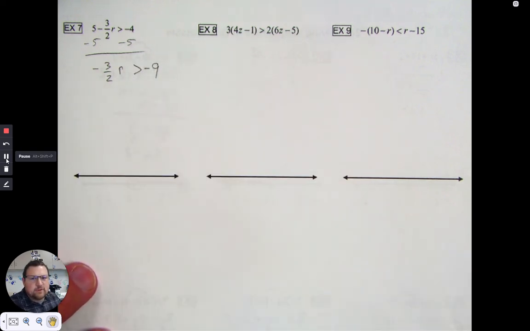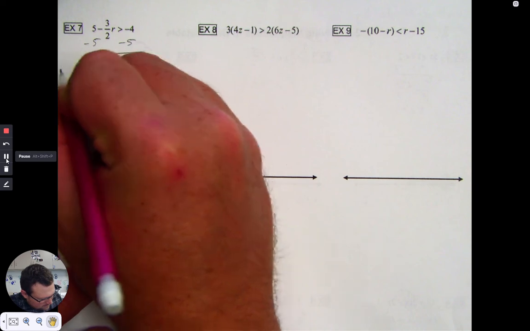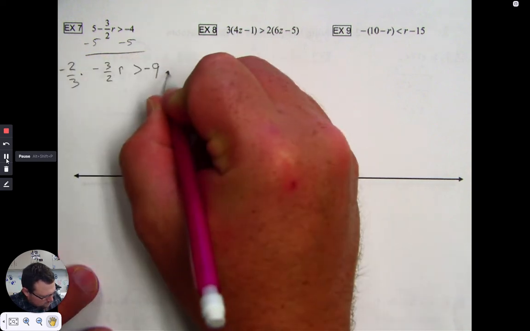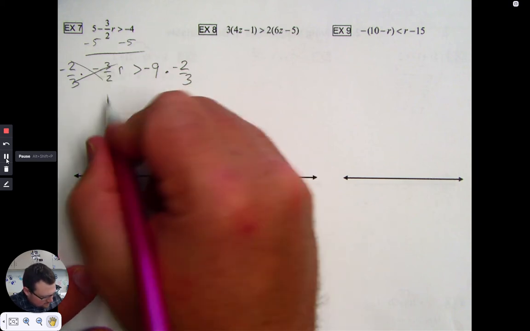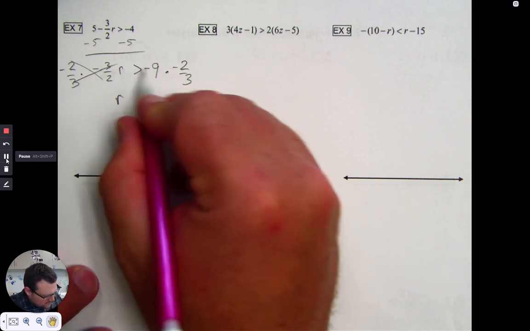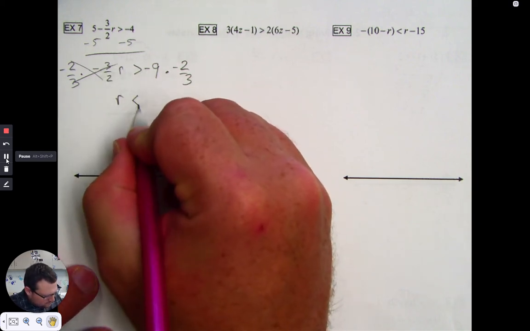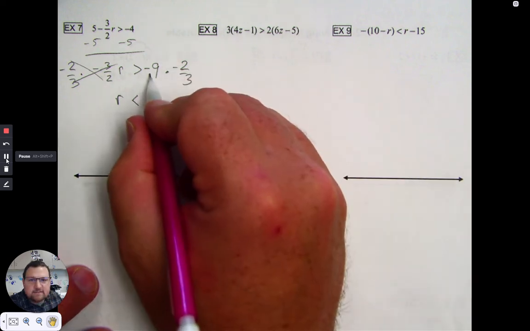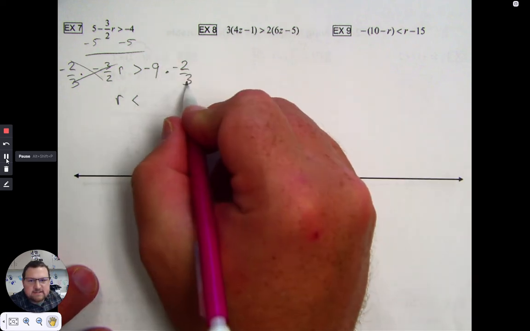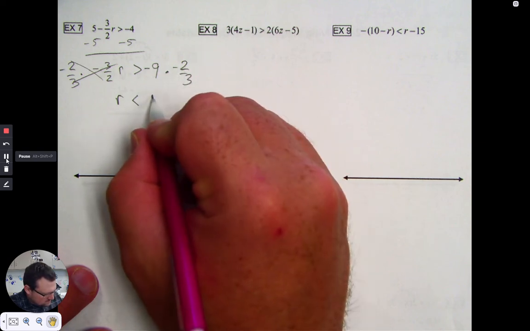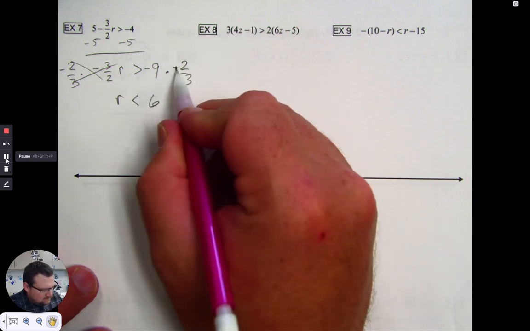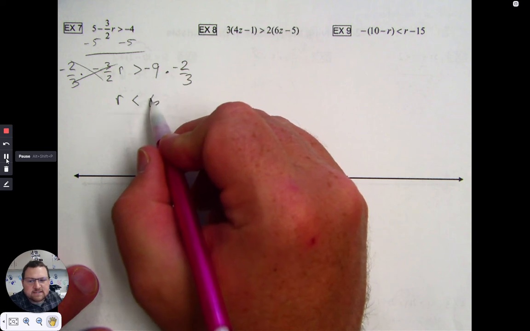Now at this point, we want to get rid of that fraction. So anytime we're trying to get rid of a fraction, we multiply by the reciprocal. So multiply by a negative 2/3, multiply by a negative 2/3. Those cancel each other out. We're just left with r. Now we multiplied by a negative, so that means we need to flip our sign. And then a negative 9 divided by 3 is negative 3, times a negative 2 is a positive 6, right? Because negative times a negative always gives us a positive.